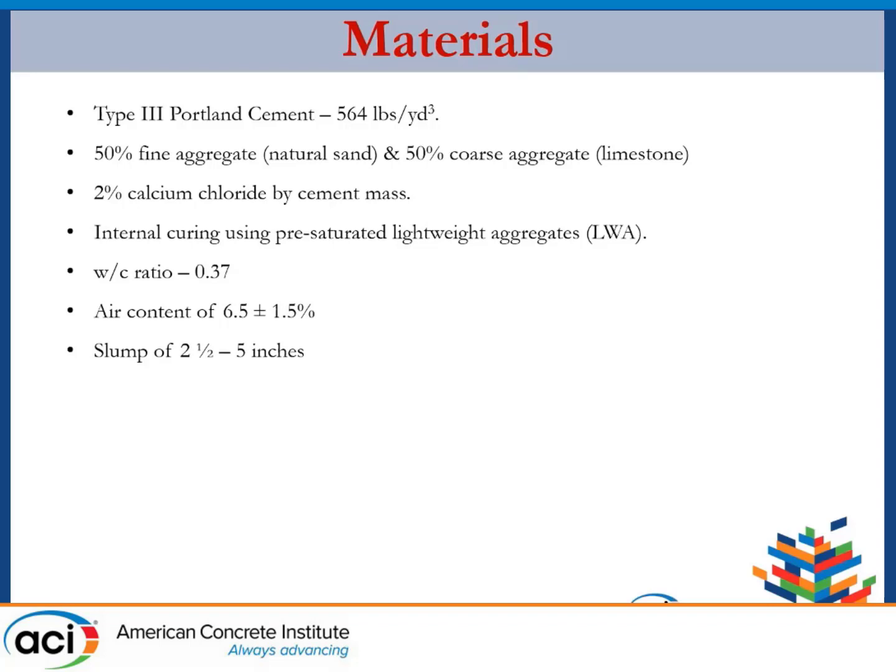2% calcium chloride was used, and in addition to simply testing the HESC mixtures with different admixtures, we also used internal curing to see whether that reduces the shrinkage that is observed in the HESC mixtures. A water to cement ratio of 0.37 was used, and an air content of 6.5 plus or minus 1.5 was targeted.